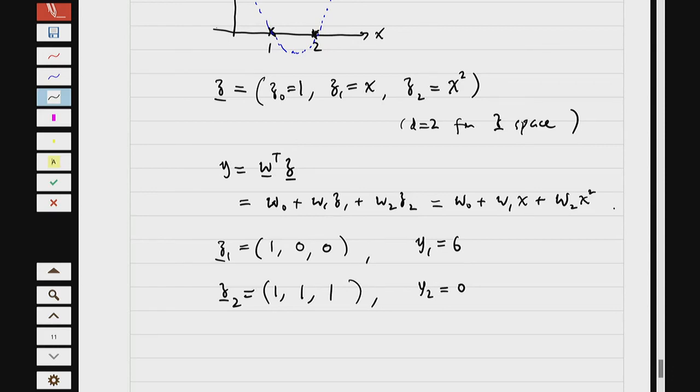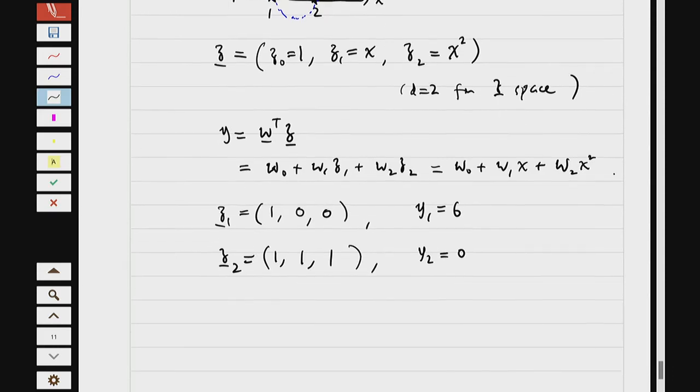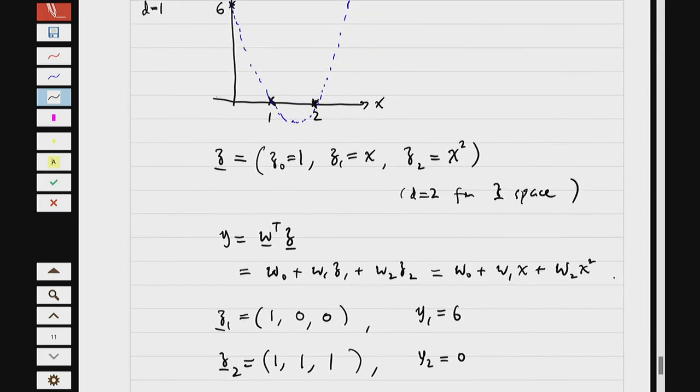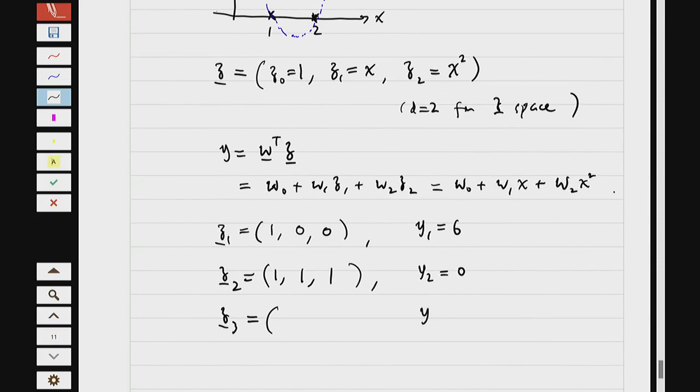Oh, we have to calculate the weight later. Let's first decide what kind of training data we have in the Z space. Z3 will correspond to the right-hand side point, x equal to 2, and y equal to 0 again. So y3 equals 0. And what is Z3? Well, augmentation, 1. This one is x, so it's 2, and then the third one is 2 squared, therefore it's 4. Okay?